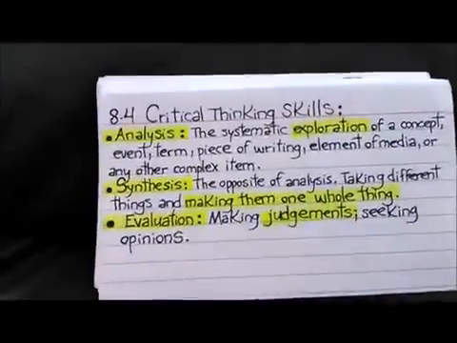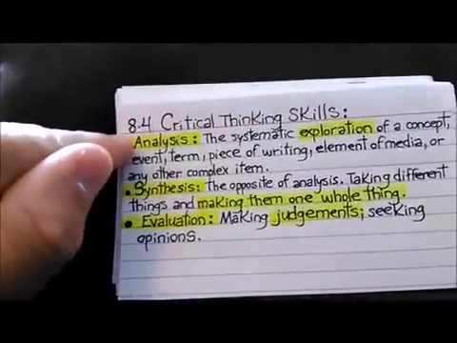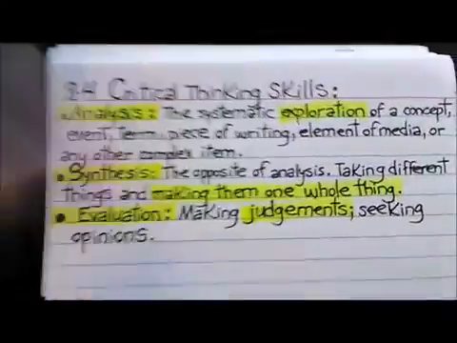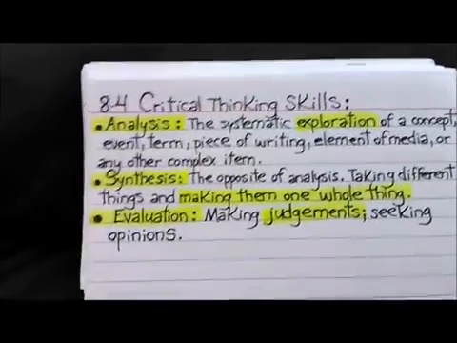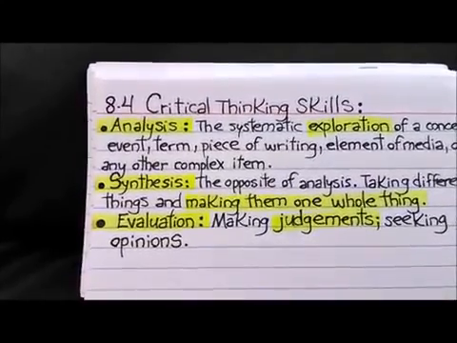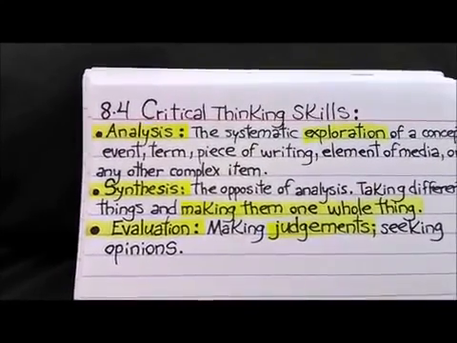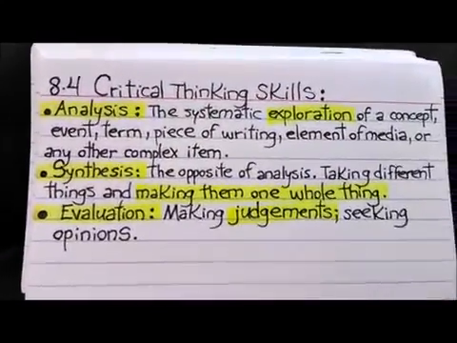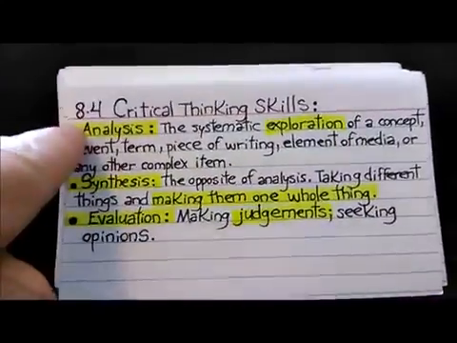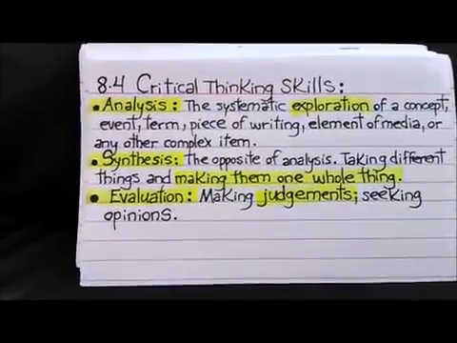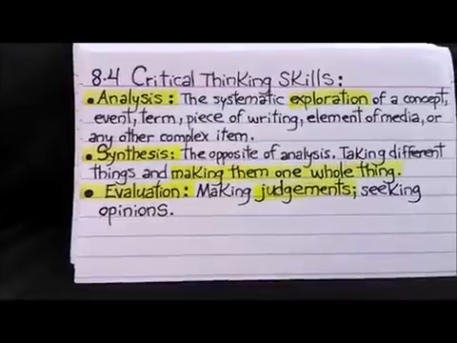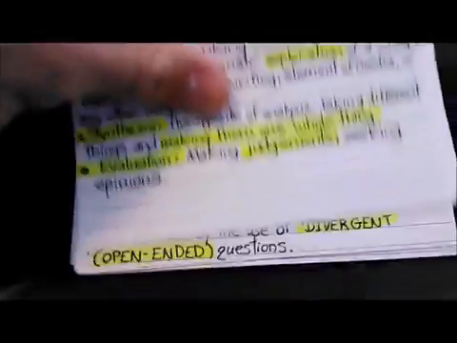Critical thinking skills. Okay, remember these three: analysis, synthesis, and evaluation. Analysis, synthesis, and evaluation. Okay? Analysis is the systematic exploration of a concept, event, term, piece of writing, element of media, or any other complex item. Synthesis is the opposite of analysis, taking different things and making them one whole thing. Evaluation is just making judgments and seeking opinions.